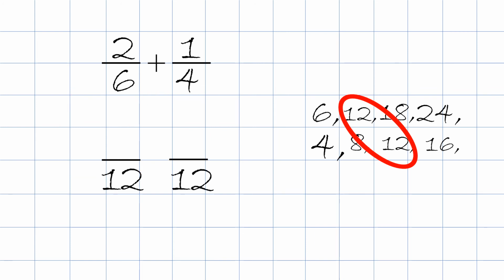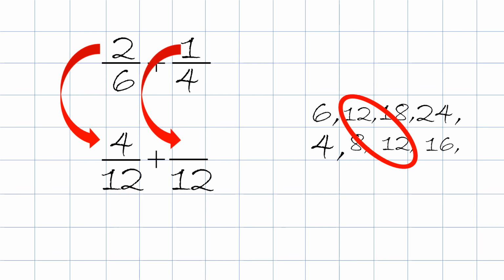Next thing we do is multiply the numerators by the same number we multiplied the denominators. So with 2/6, since we multiplied 6 by 2, we're going to multiply the top number by 2. 2 times 2 will be 4. We write it down here. And the 1/4, since we multiplied the denominator by 3, we're going to multiply the numerator by 3 as well. 1 times 3 will be 3.